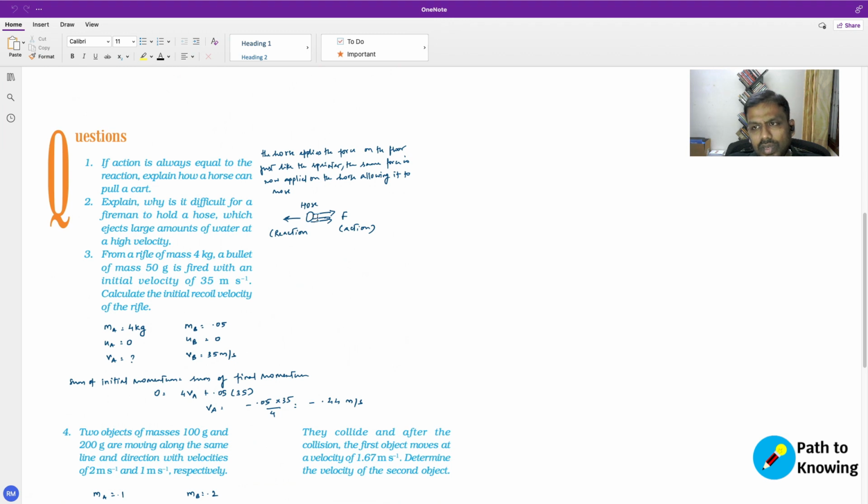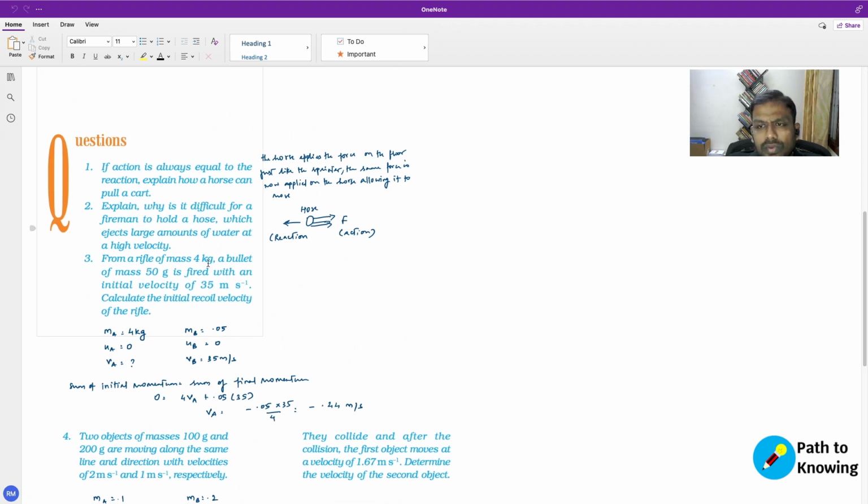If you consider this to be the action, the water will apply a force in the opposite direction back on the hose, with the same magnitude, which means that the hose will tend to move backwards. This is based on Newton's third law: the high velocity water applies the same force back on the hose, and the hose tends to move backwards. So the fireman will find it hard to keep the hose at rest and direct the water. That's the difficulty the fireman will have.